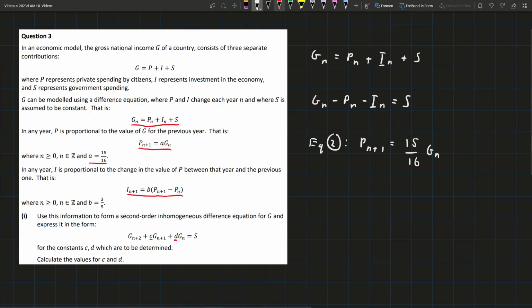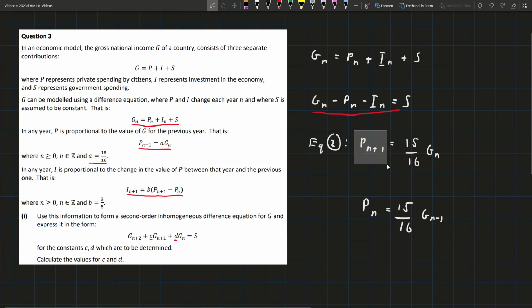Now, since in our original equation that we're working with up here, we have a Pn, but here we have a Pn plus 1, it's actually an easy fix. So if we're saying that the Pn plus 1th term is given by the Gnth term, it means the exact same thing. Say that the Pnth term is given by 15 over 16 Gn minus 1. So all I did is I took 1 away from these n terms, but it's still saying the same thing. It's saying that the next P term is given by the previous G term.